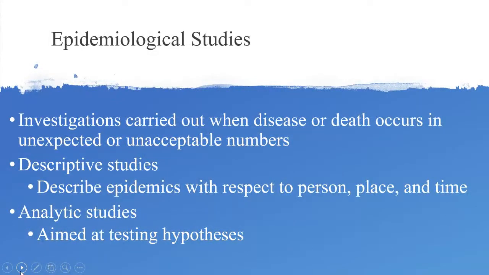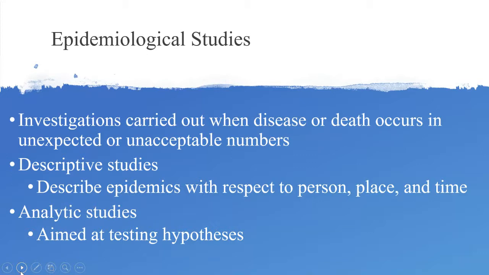So to determine a lot of these, there are epidemiological studies, and these are investigations or studies that are carried out when a disease or death is occurring in an unexpected or unacceptable number. So to try to explain what's going on that causes an increase of diseases. There are descriptive studies, which really just describe the disease. So it looks at who's getting sick, what's the place, what's the area, what's the environment where the sickness is occurring, and time could be how long is the illness, or it could be a period of time, so 2020.